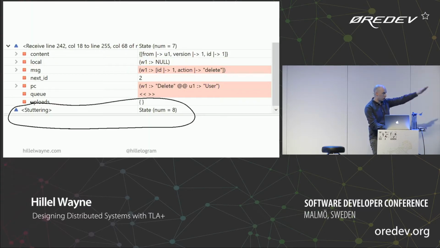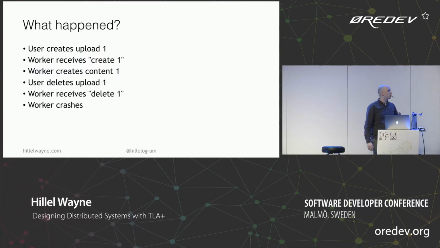So if we run this, we will get an error. The error is called stuttering. What that corresponds to is us having a crash in our system. The user creates an upload. The worker receives the create. We create the content. The user deletes it. Now, after we delete, even though it's inconsistent, we have content without a matching upload. We said that it has to eventually be consistent, so this isn't yet an error. Then the worker receives the message, and then it just stops working. It's crashed. Our system has gone down, and we now have an inconsistency that remains.